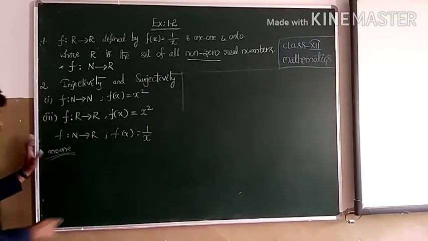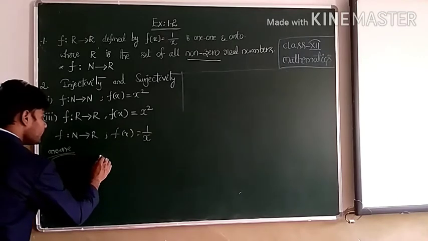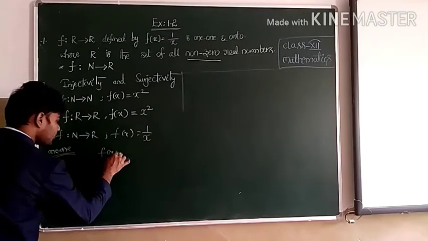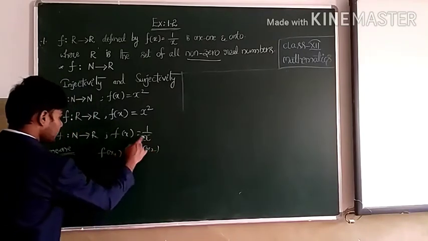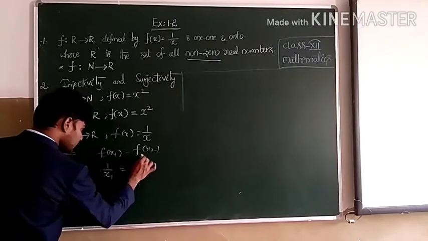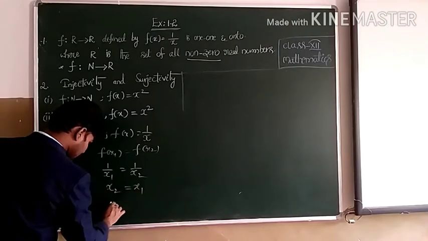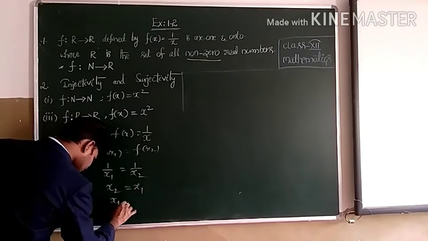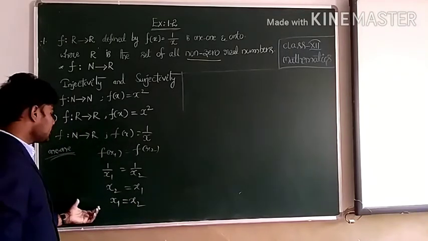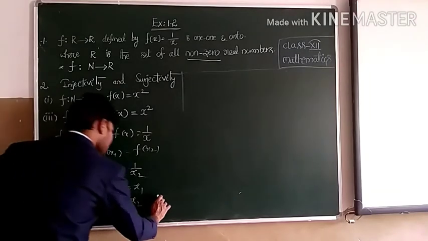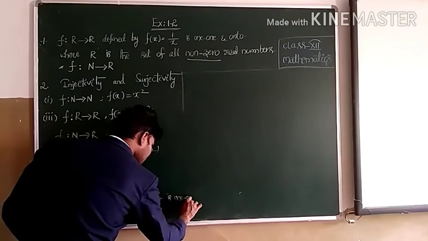One-one function. So here, if I take the condition of one-one function, f of x1 is equals to f of x2, right? So f of x1 is 1 by x1, it is equals to 1 by x2. Do the cross multiplication. So x2 is equals to x1. I can write this like this, x1 is equals to x2. So the condition is satisfied. Then f is one-one function. The given function is one-one function.